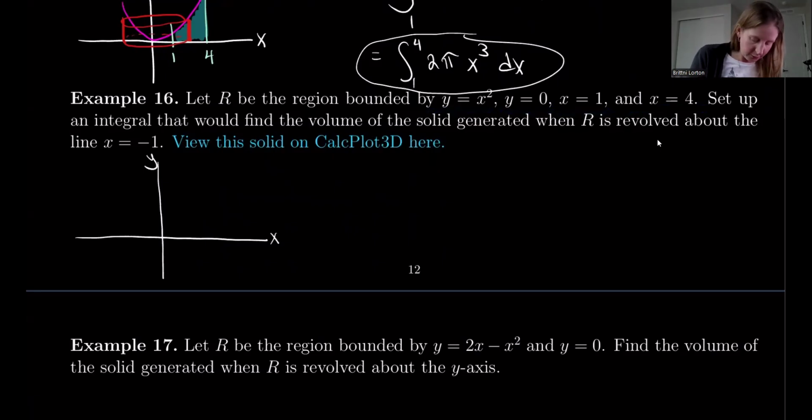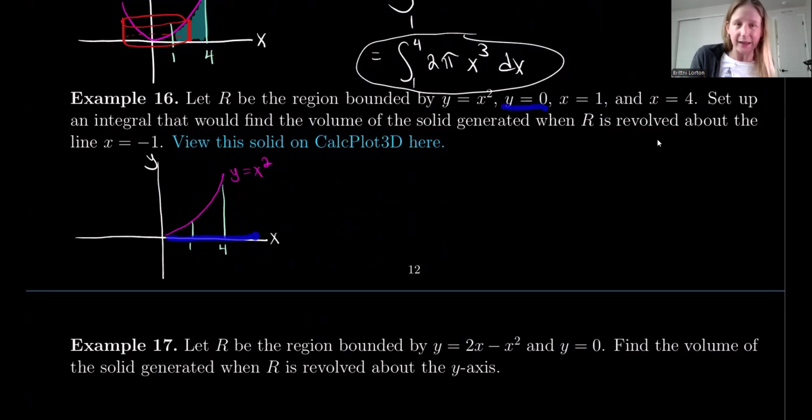Okay, it looks like it's the exact same region as before. So here's my y equals x squared. I chose to only draw it in the first quadrant, only because I know I'm bounded by positive x values, but you've got options here. And then I have x equals 1 and x equals 4. Here's my 1 and 4. And y equals 0 is the x-axis, so that's taken care of there. Here is my shaded region.